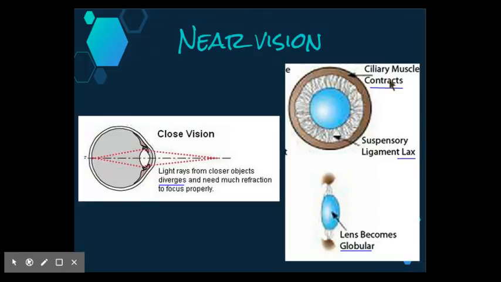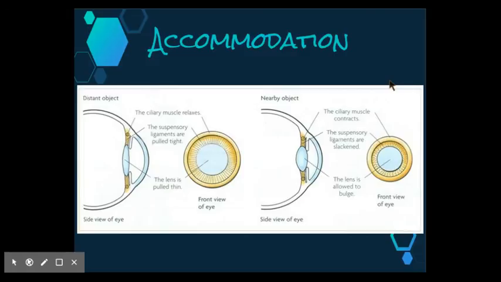So accommodation is the term used to describe the focusing of objects at different distances brought about by the changing of the convexity or the shape of the lens and as a result its refractive power. This change in shape of the lens results from the action of the ciliary muscles, which in turn affect the tension of the suspensory ligaments that hold the lens.